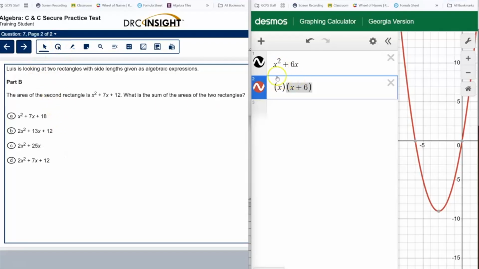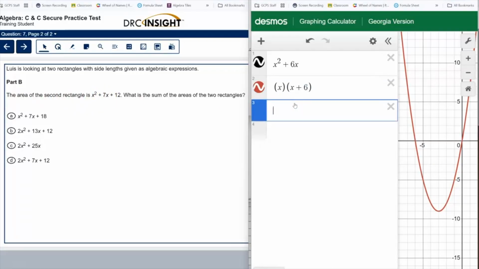All right, number 7b. There's a part B, so this is my base, this is my length. Look at two rectangles. Sorry, the area of the second rectangle is x squared plus 7x plus 12. All right, what is the sum of the areas? Okay, so what does this sum mean? It means I add. So what am I adding?